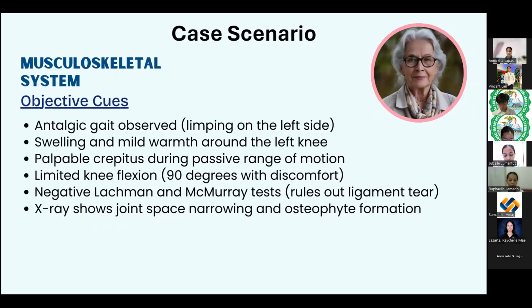The objective cues are an antalgic gait observed, limping on the left side, and swelling and mild warmth around the left knee. Palpable crepitus during passive range of motion, and limited knee flexion, about 90 degrees with discomfort. Negative Lachman and McMurray tests rule out ligament tear. X-ray shows joint space narrowing and osteophyte formation.